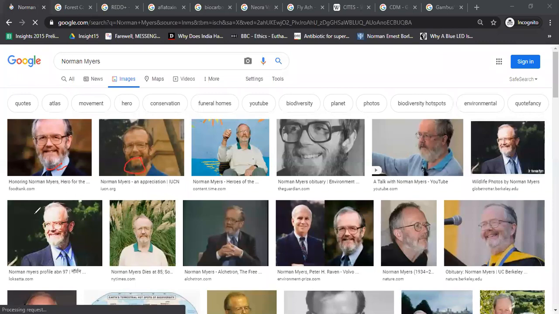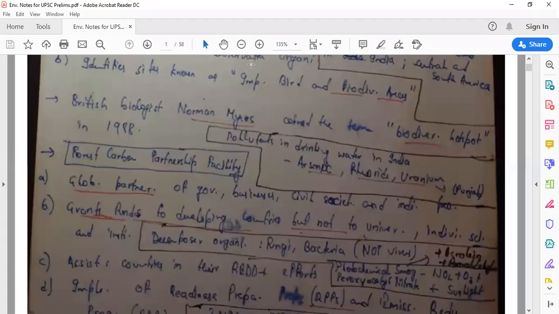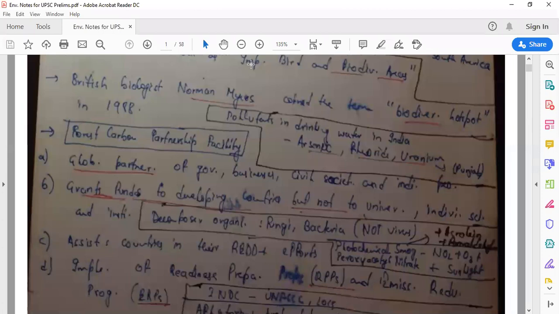Such a sad joke. Now, why have we spent time on Norman Myers? Because he was a British biologist who coined the term biodiversity hotspot in 1988. And why are we reading it? Because this is a UPSC PYQ.